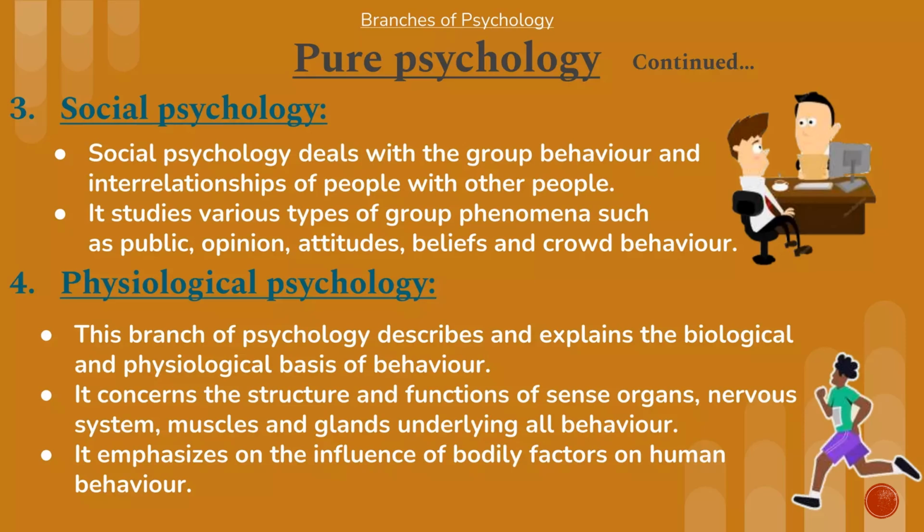How a group communicates, how a group behaves with some kind of ideas. So this is social psychology. Physiological psychology is the branch which describes and explains the biological and physiological basis of behavior. So it concerns the structure and function of the sense organs, and how the sense organs contribute to the behavior of the person. So it intermingles the physiological part and the psychological part of the person.